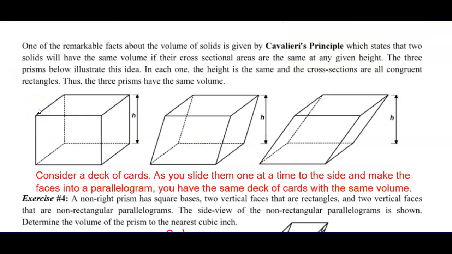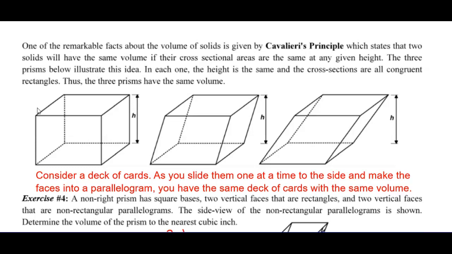All right, next page. There's a principle called Cavalieri's principle, which basically says that if you have 2 solids and their cross sections have the same area, meaning the base area is the same on both, then as long as they have the same height, they're going to have the same volume, no matter what you do with it. A perfect example of this would be a deck of cards.